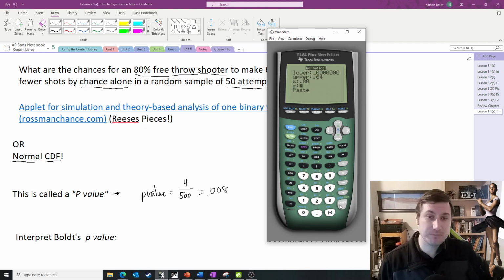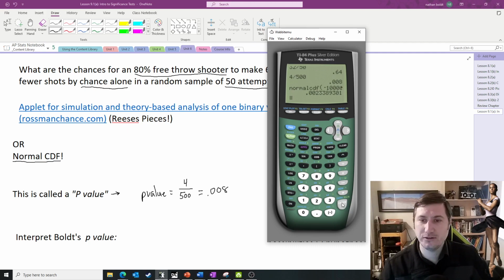Now the standard deviation, because this is a sampling distribution, we have to change the standard deviation, right? We have that formula. It is the square root of p times q, so 0.8 times 0.20, divided by the sample size. Just plug that right in there, hit enter, hit enter, hit enter, and we get 0.002. So our normal CDF is a little bit different than our simulation, but they are both pretty darn small. All right, they're pretty close, but they're both pretty darn small, aren't they? Let's stick with our simulation value, but there isn't much significant difference.